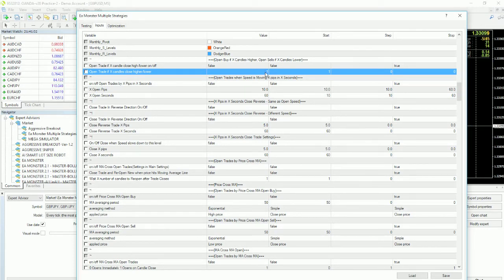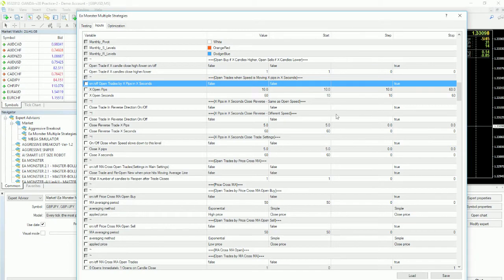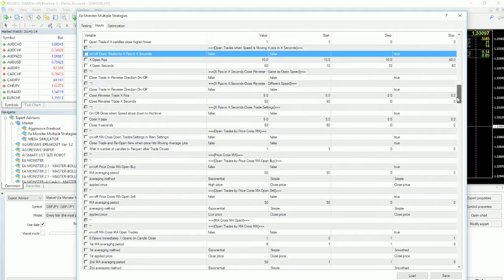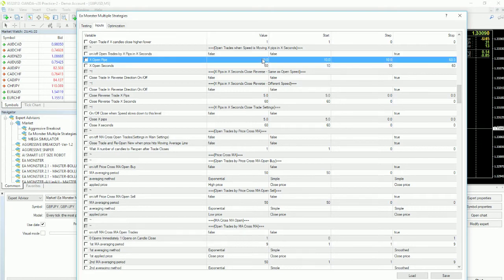You can set it to 10. Wait for 10 candles to be all in a row, all bear or bull, to open up buys or sells. Okay. Open trades when speed is moving X pips in X seconds. This one here is very difficult to understand or easy to understand, depending upon how you look at it. It's easy to me.